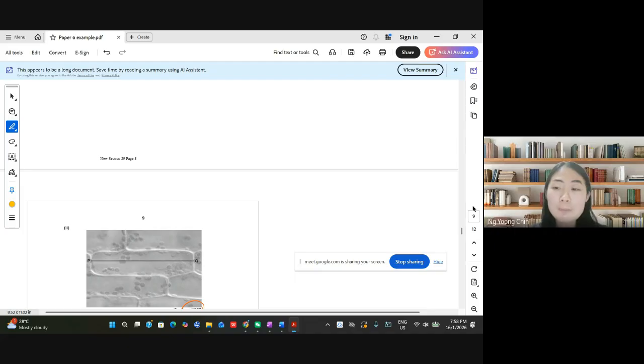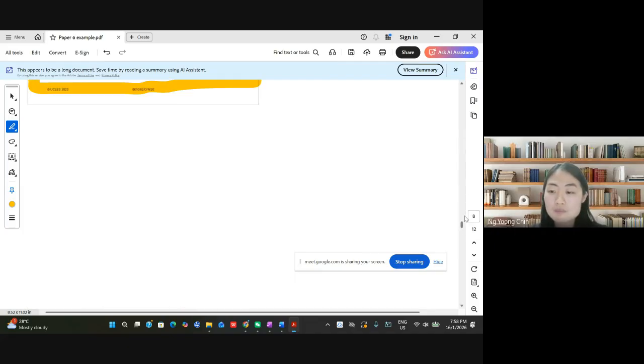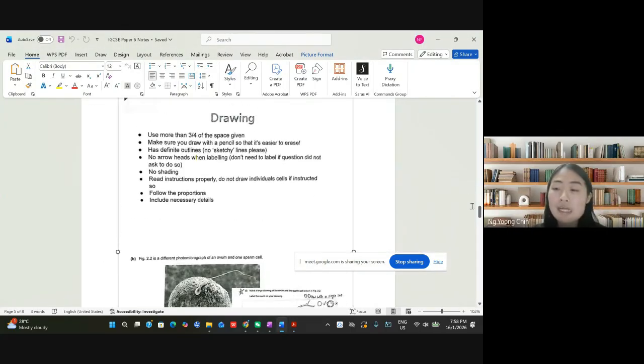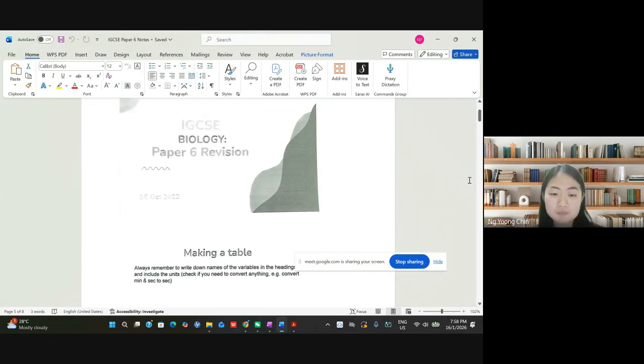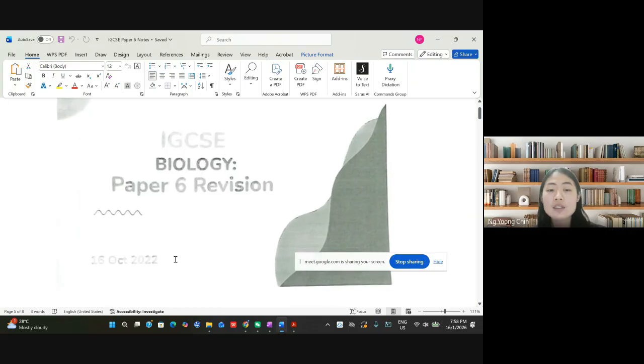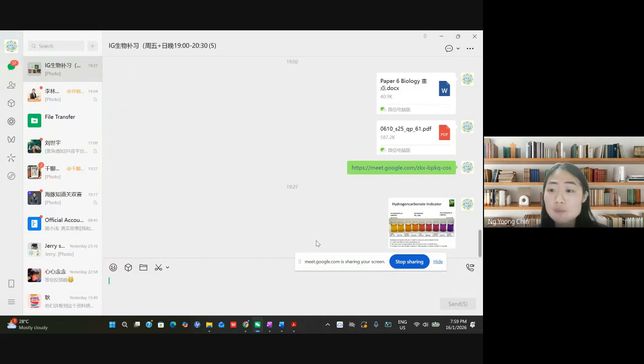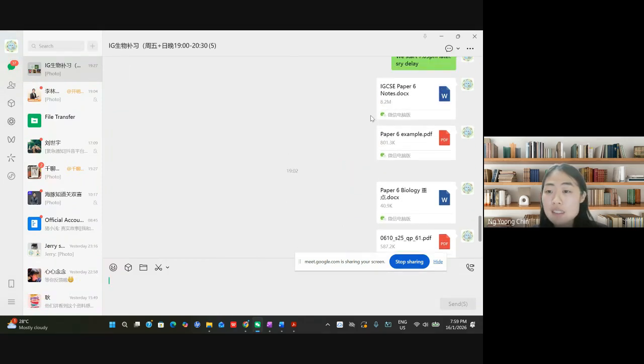So let me show you one by one on how to answer the question. Actually, there's a format. Let me guide you to this document first. This is the paper set revisions. This document, I also sent to WeChat, which is here. This one, the IGCSE Paper 6 notes. You can open this Word document and have a look.